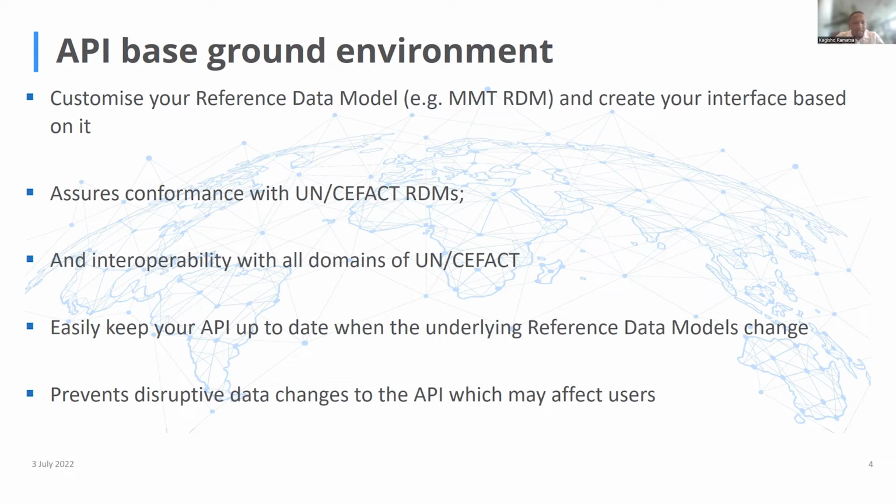This makes it very easy to keep your APIs up to date, even when the reference data models change, meaning if it moves from one distribution version to another distribution version. Having used this ground for the API development and following the specifications, you are able to keep up with the underlying reference data model from one version to another. And this is very helpful because it prevents any disruptive data changes to the API, which may affect users, meaning having to implement something and then when the data model changes, or having to create an API directly from scratch without following the reference data model.